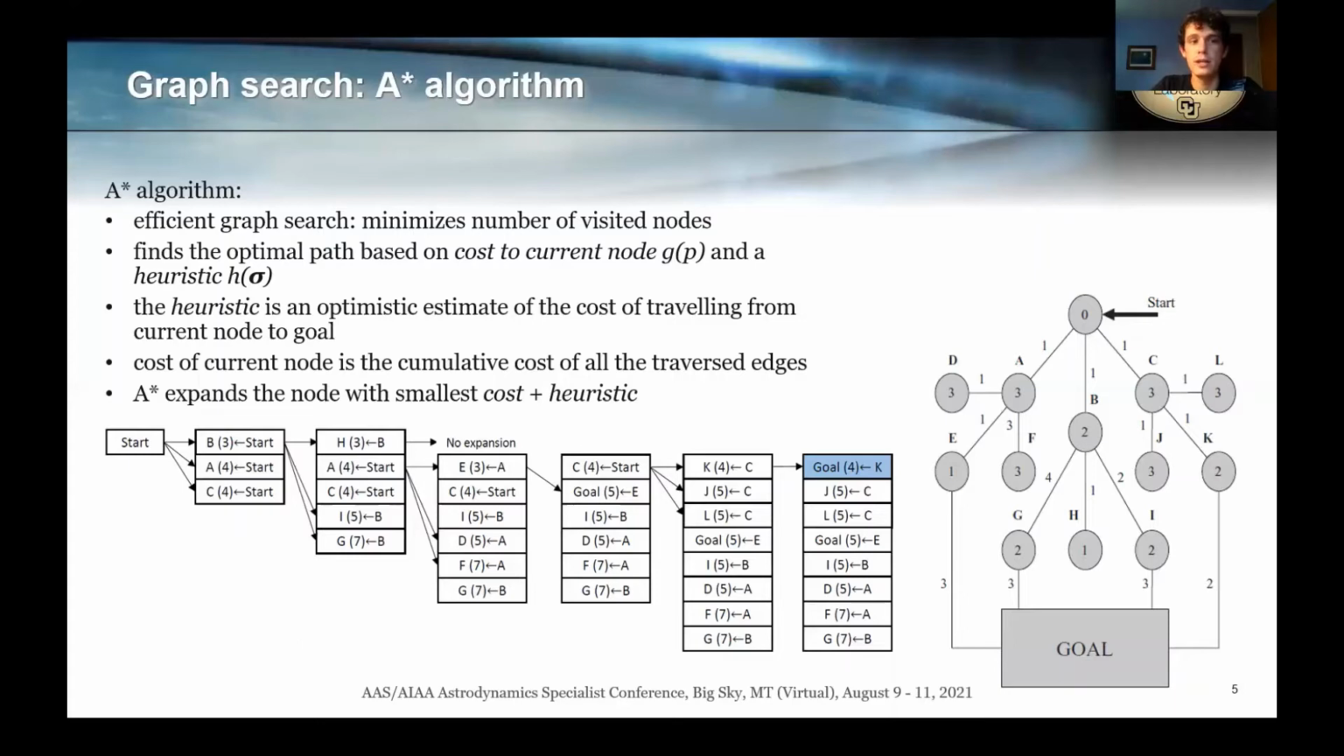This is done thanks to a heuristic function, which is an estimate of the cost to go from node n, which we're currently exploring, to the goal. And for A-star to work properly, such heuristic must be optimistic, which means that the cost that it estimates must be smaller than or equal to the cost of the path that we're going to compute eventually.